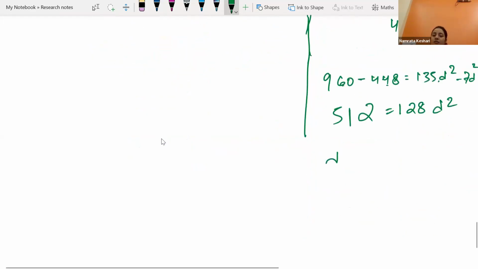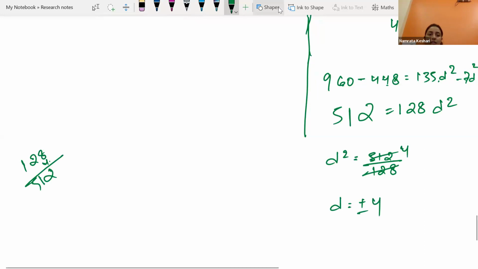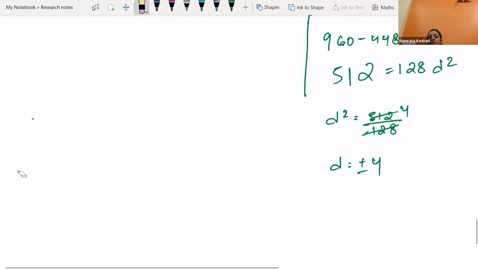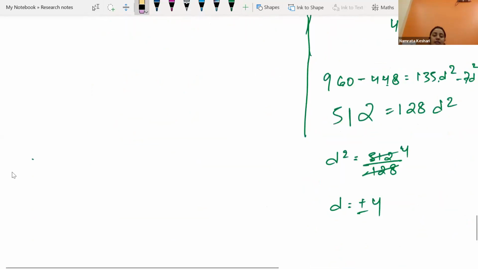Okay, d square is 512 over 128. It must get cancelled completely. 8, 4 times 32. Let me check 4 times. Yes. Okay, d we are getting plus and minus 4. Let's see. d can be positive, d can be negative. We cannot say that we are rejecting the negative one and taking the positive one. No. So let's see what d will be. 2, right? Yes, d is plus and minus 2, not 4. So it can be positive, it can be negative.